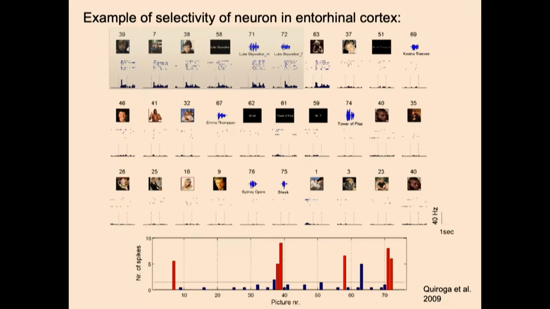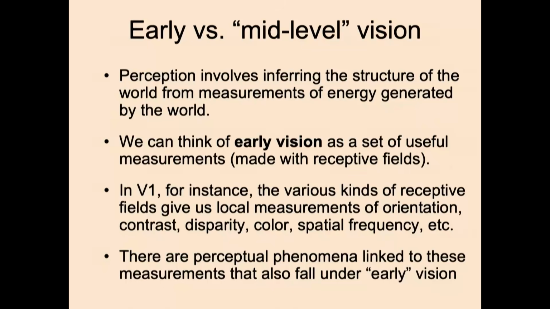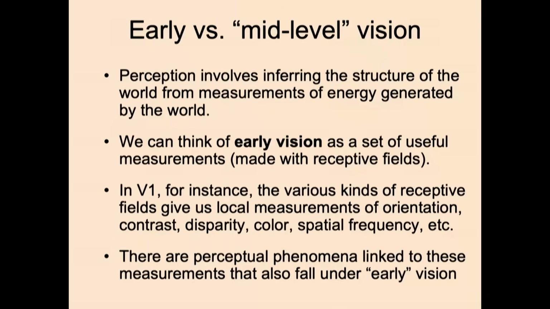And then we talked about this idea of moving from early vision to mid-level vision, where we think of early vision as involving a big set of measurements, often starting from the retina and going up to roughly V1. These are measurements that we often think are made with filters that are relatively linear. There are a lot of perceptual phenomena that we can link to these measurements, things like the tilt aftereffect, the contrast sensitivity function, effects of adaptation, stuff like that.